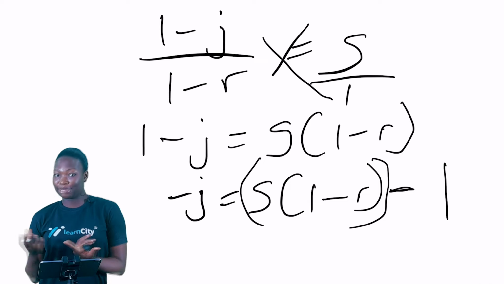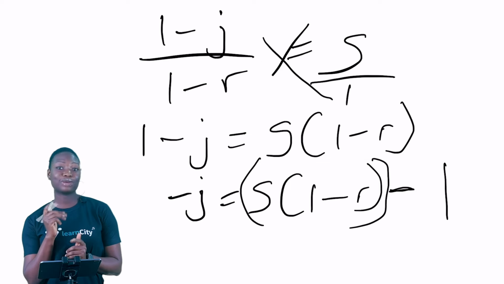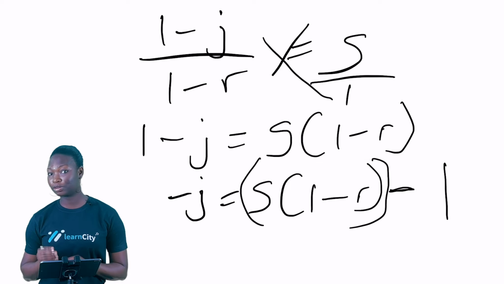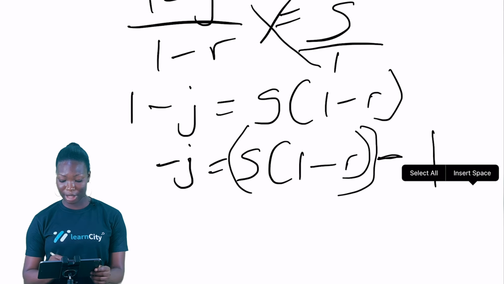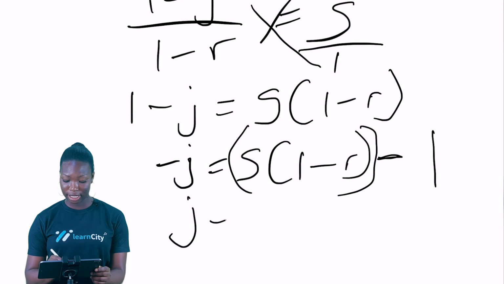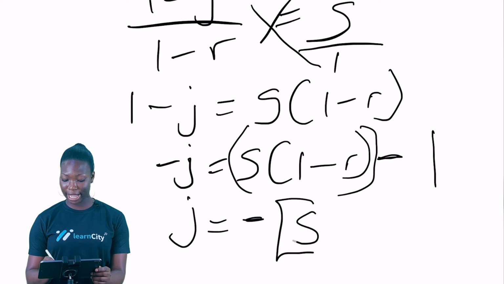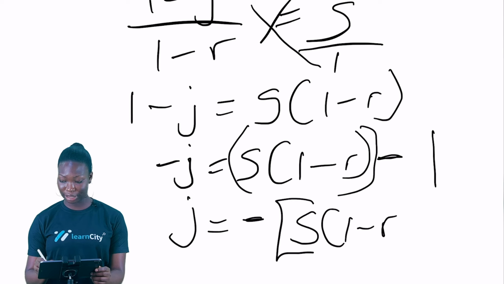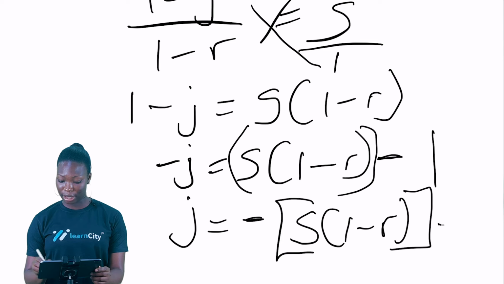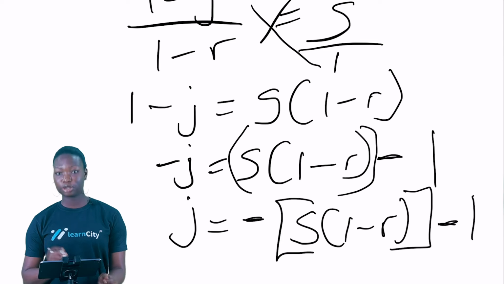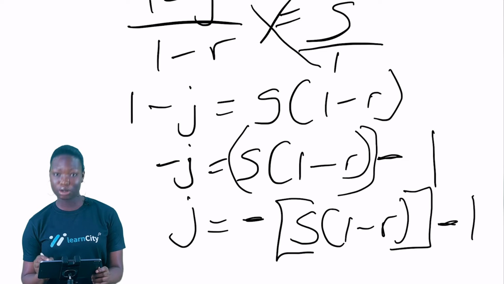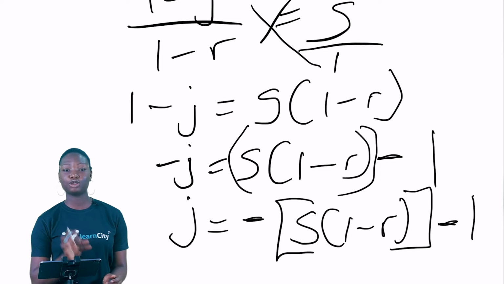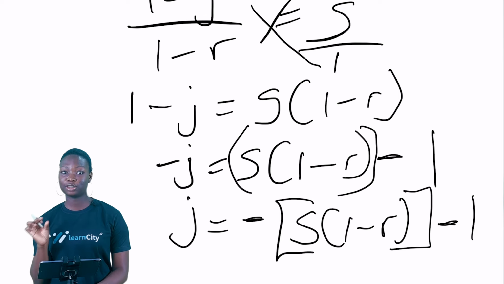Then this minus j is here. We cannot leave it as minus j. Why? Because we are not to make minus j the subject of the formula. We have to make j the subject of the formula. We have it to be j is equal to minus, brackets open, s into brackets 1 minus r brackets close, minus 1. So we are basically multiplying minus by everything to make j the subject of the formula.